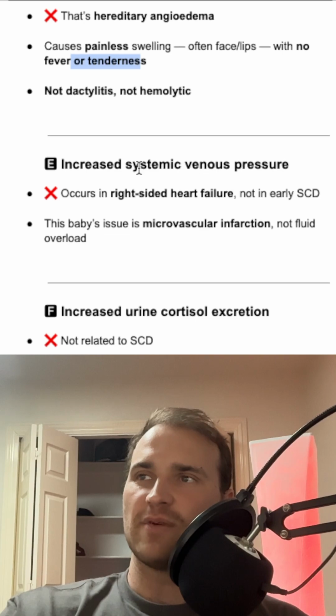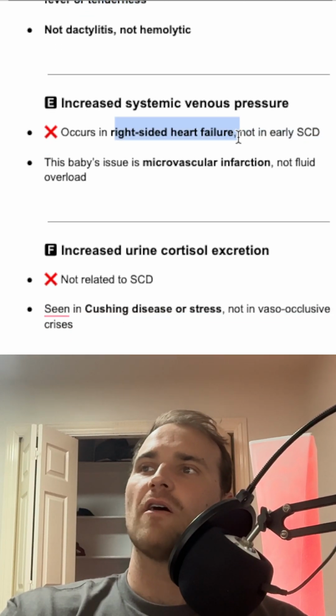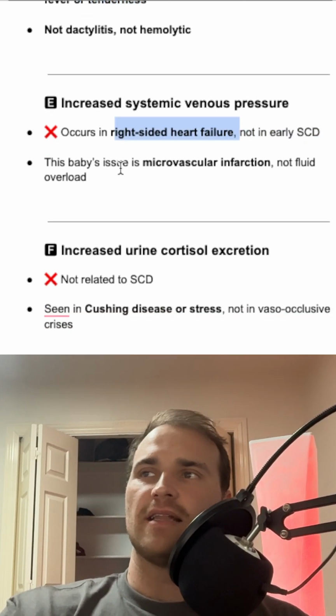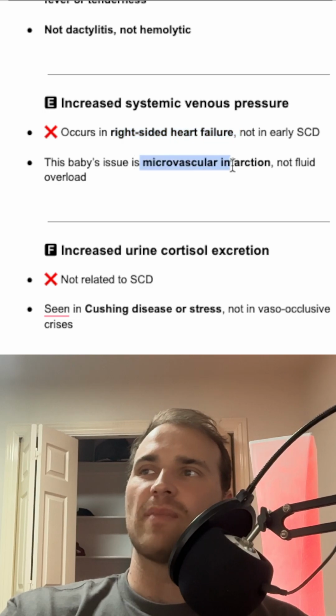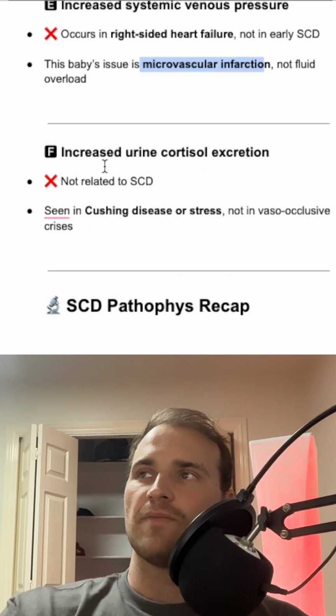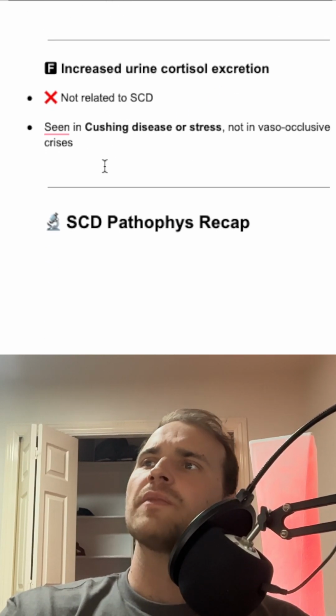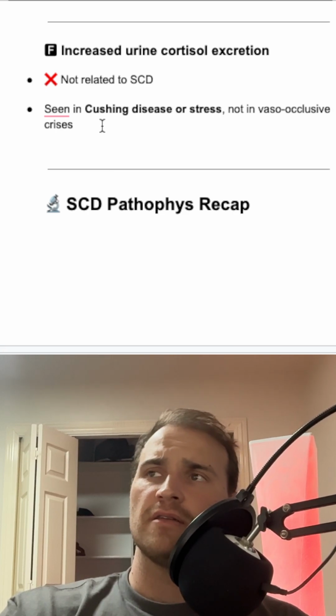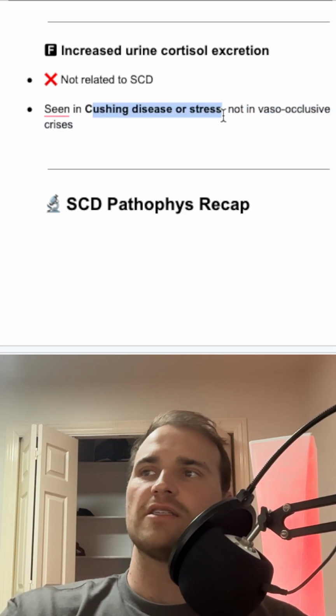Increased systemic venous pressure. That would occur in right-sided heart failure. And this baby's issue is microvascular infarction. So it would be the fluid overload. Increased urine cortisol excretion. That would be seen in Cushing's or in stress.